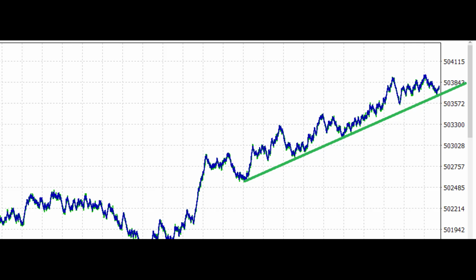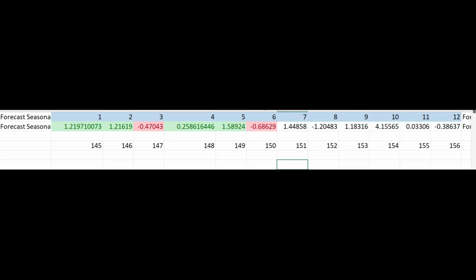Right here, we have a kind of trend line which corresponds to price action theories. Yeah, this is the equity curve trading, and it works well.